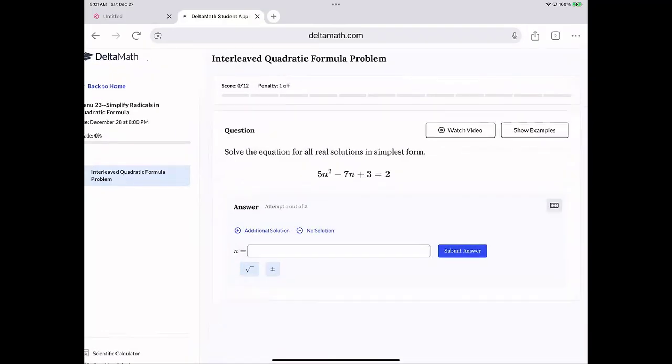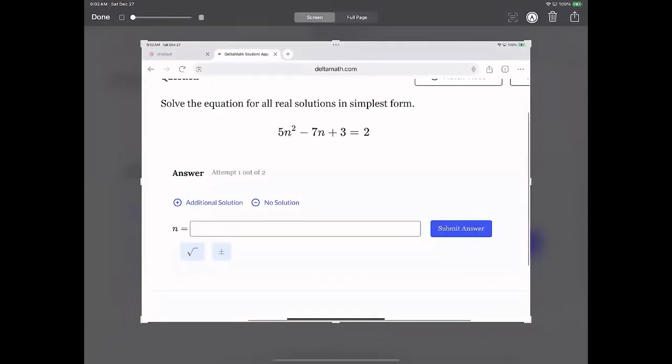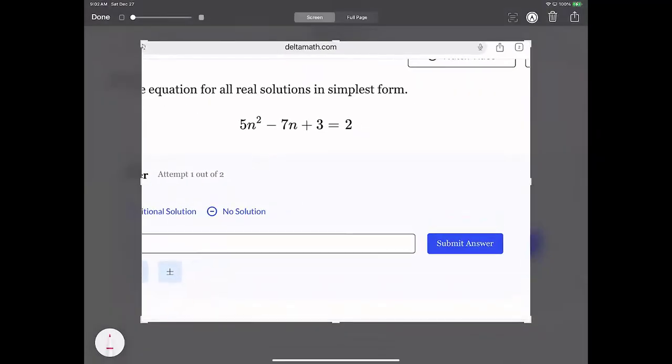Let's see. The first question we have here, it says solve, and they want real solutions, no imaginary, and they want this to be in simplest form. So very first thing, we're using the quadratic formula, which means that in order to use a quadratic formula, this quadratic equation has to be equal to zero. And right now it's not. So here's what I'm going to do. I got to get rid of this 2, move it to the other side. So I'm going to do the opposite. I'm going to subtract 2, and I'm going to subtract 2 from the constant over here.